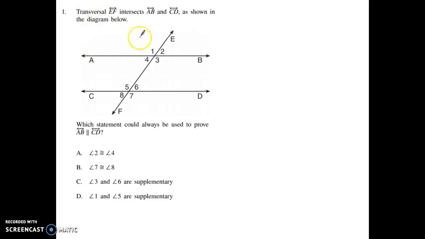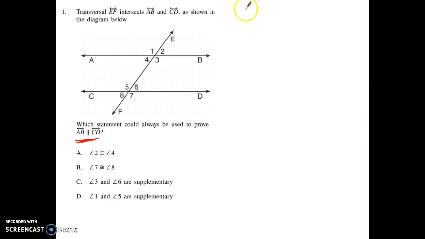So we know that EF is our transversal. And then it says, which statement could always be used to prove that AB is parallel to CD? So we're trying to prove that these two lines are parallel, and that is using our angle theorems. For these, we're not going to use things such as vertical pairs or linear pairs because we can't prove those are parallel with those two.